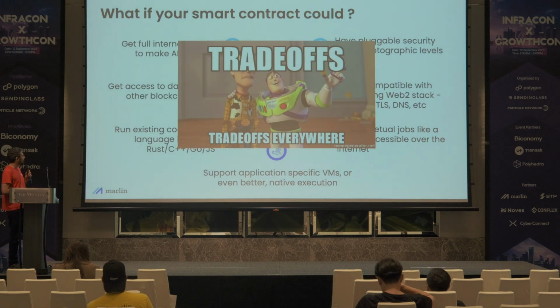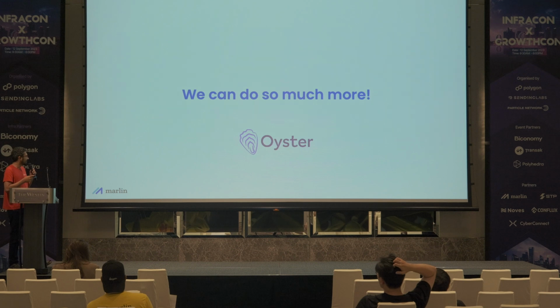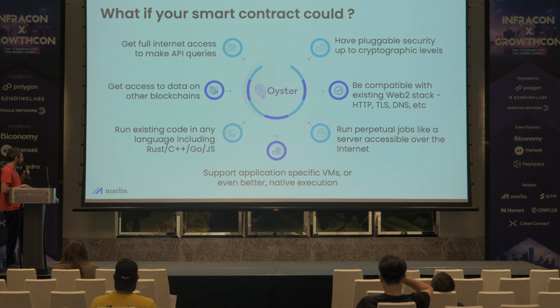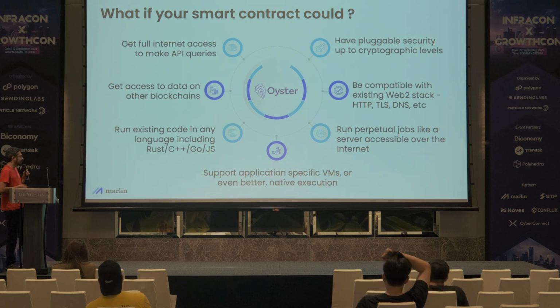So our goal is to do so much more than that. That's why we're building our platform. Let's think of a little hypothetical. What if my smart contract could get full internet access and make API queries to services? What if I could get access to data that's on other blockchains and directly process it? What if I could write my code in C++ instead of Solidity? And what if I get better VMs than the EVM, maybe more efficient? And how can I run servers that are directly accessible by users through the internet, especially if they are compatible with existing browsers, which means HTTP and so on? And how do I support pluggable security so apps can make the choice for themselves?